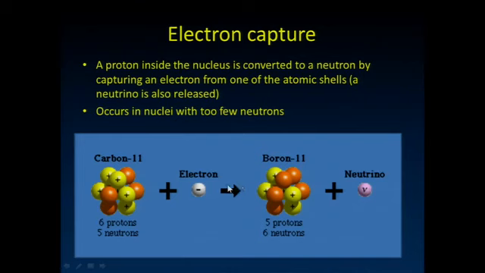In electron capture, a proton inside that nucleus is going to get converted to a neutron, but instead of giving off positive charge like we saw in beta plus decay, instead it's going to do that by capturing one of the inner shell electrons and bringing it into the nucleus. So electron capture is going to bring an electron into the nucleus and convert that proton into a neutron. So again, this is something that occurs in nuclei with too many protons, or if you will, too few neutrons.